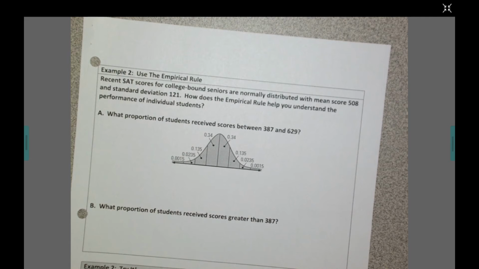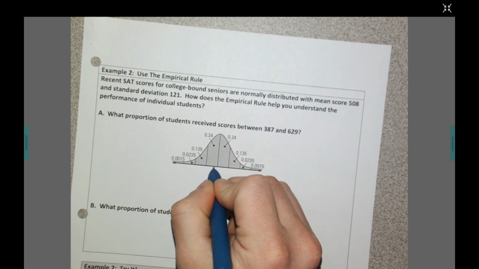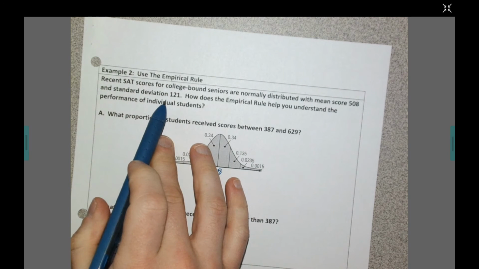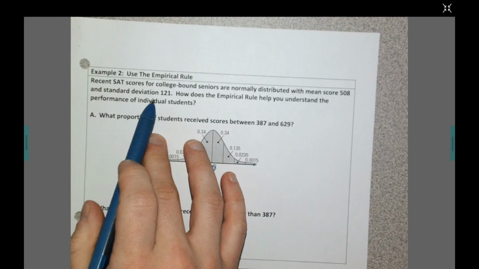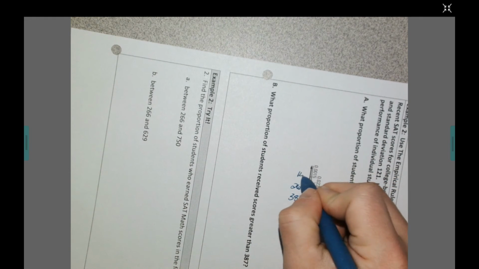On example 2, they talk about recent SAT scores of college-bound students. They're normally distributed. They say that our mean is 508, so I'm going to throw that right in the middle, 508. And our standard deviation is 121. So as I go to the right, we're adding 121. That would give me 629, 750, and 871. Working our way to the left, subtracting off, it would give me 387, 266, and then 145. So that's step 1.